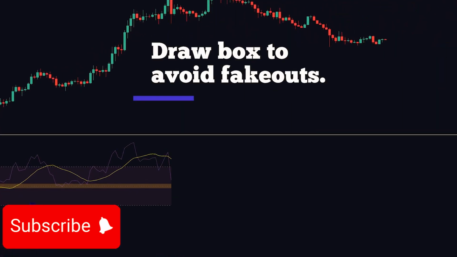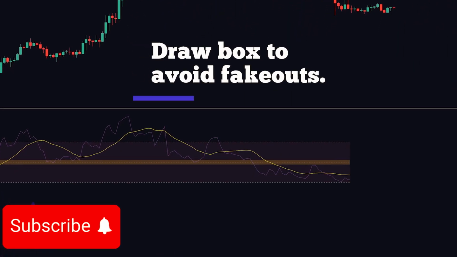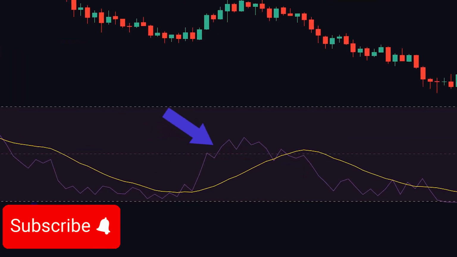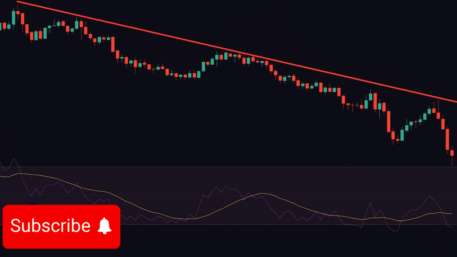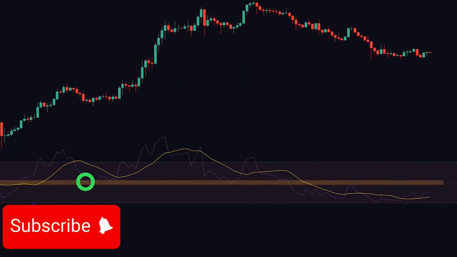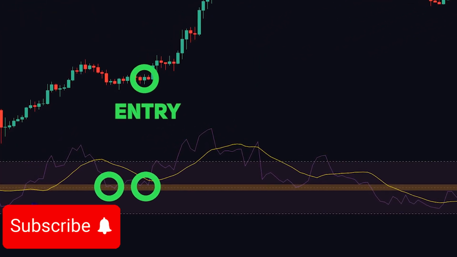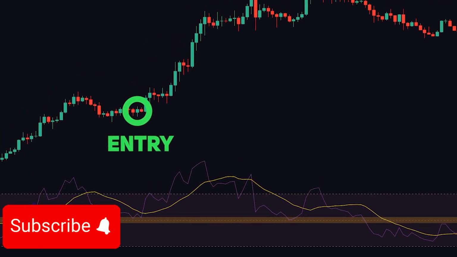You can even draw a box around it to avoid fakeouts here even more. Because if you get a move above or below the 50 level, it could easily be a fakeout and the market could still be in the same trend. So retests around the 50 level are actually great entries to hop into an uptrend or a downtrend.